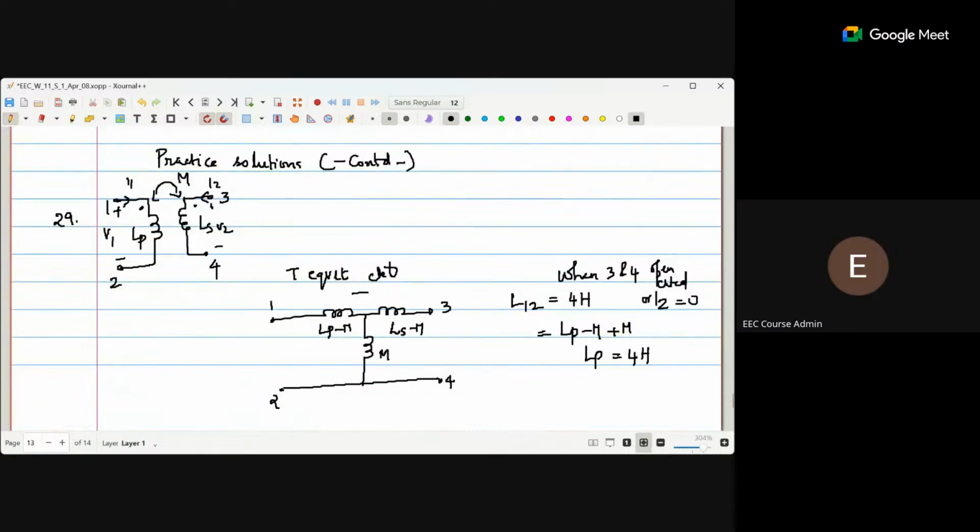Next question. The primary winding of a transformer with turns ratio 1 is to 10 has a 120 volt AC supply. The value of the secondary voltage is.